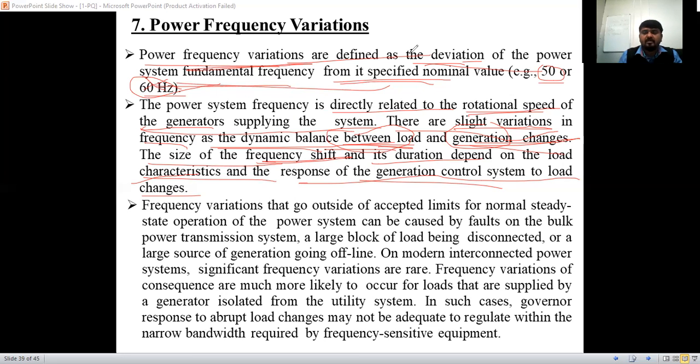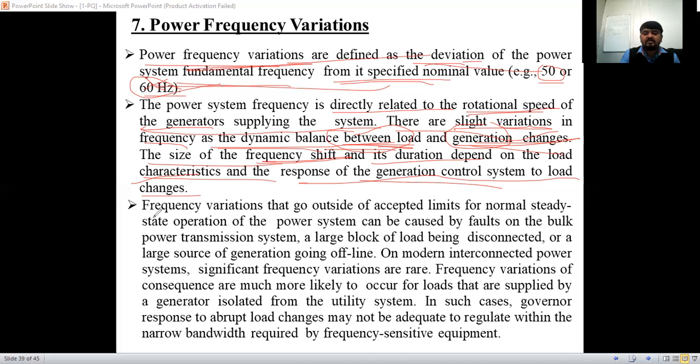This completely depends on the size of the frequency shift, how much the frequency is shifted, and for what duration: 1 minute, 1 second, 2 seconds, microseconds, milliseconds, it depends. This completely depends on the load characteristics, what the load is and its characteristics, and for the variation of the load, how the generation control system will change. According to that, the value will depend.